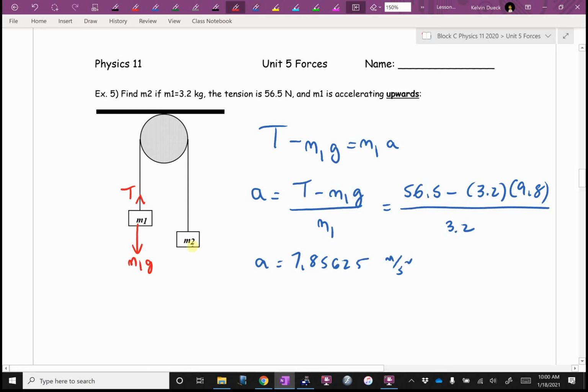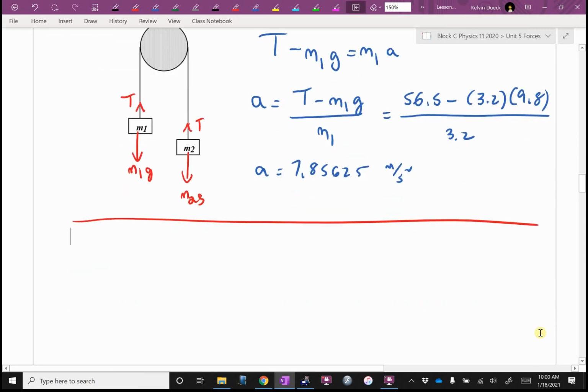What are the forces acting on M2? Get the obvious one. What else? Let's write an equation for M2. Which way is M2 accelerating? Who's winning? Who's losing? What's that going to equal? Not M all A, M2A, because we're just writing an equation for M2. Naomi, what am I trying to find? How many M2s do I have in this equation? How many would I prefer? 1. How many do I have?